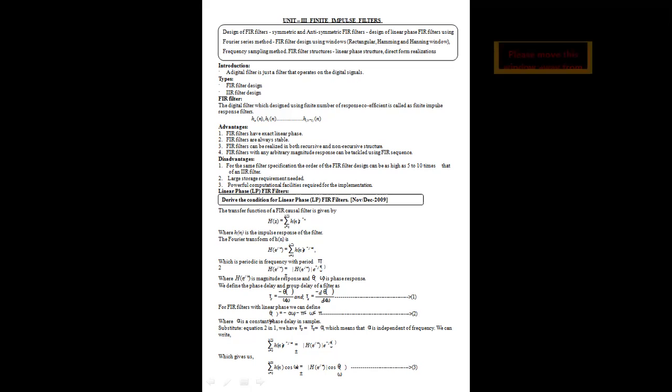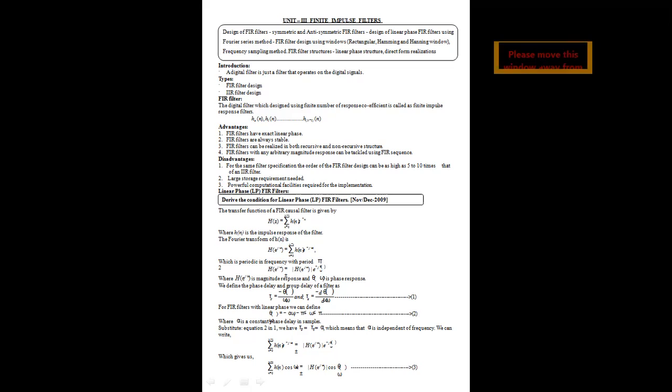When we talk about digital filters, a digital filter is a filter that operates on digital signals. Among the types of digital filters, we have FIR filters and IIR filters. IIR filters we already saw in the second unit; it is infinite impulse response. Here, as I said, we have finite impulse response.